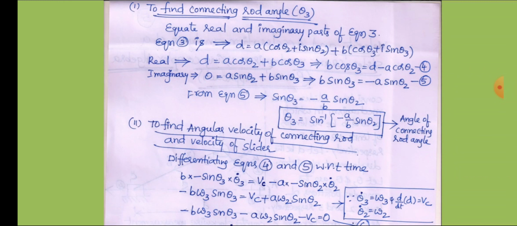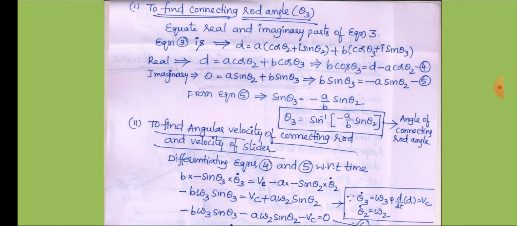Right. From this further what I can write, b cos theta 3 is equal to, so I can take a cos theta 2 on the left hand side, then it will be d minus a cos theta 2. That you call it as equation number 4. So equation number 4 I got by equating the real part and simplifying.